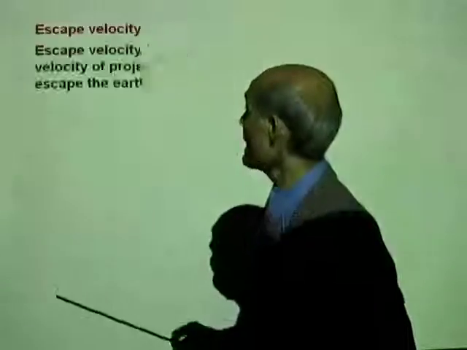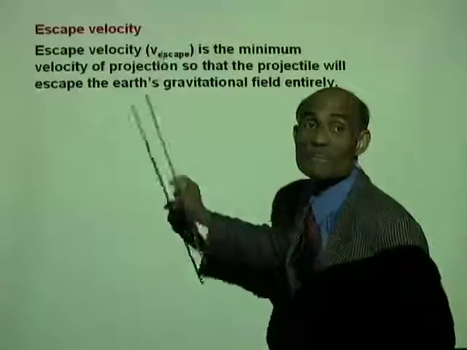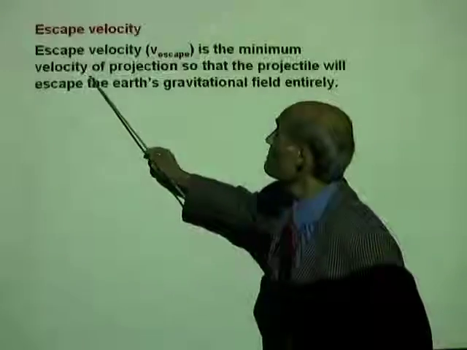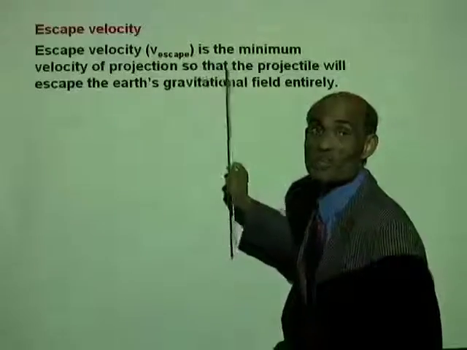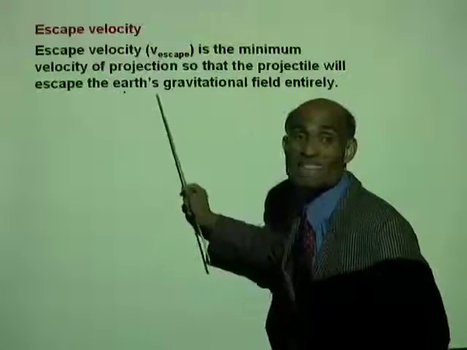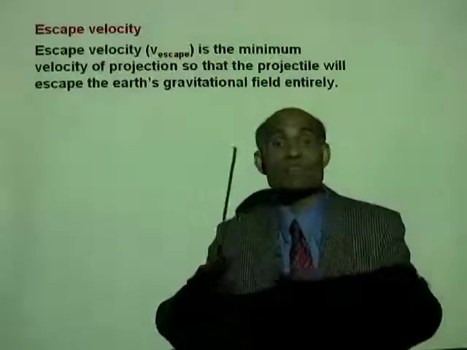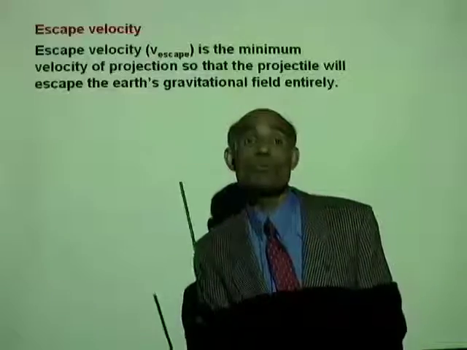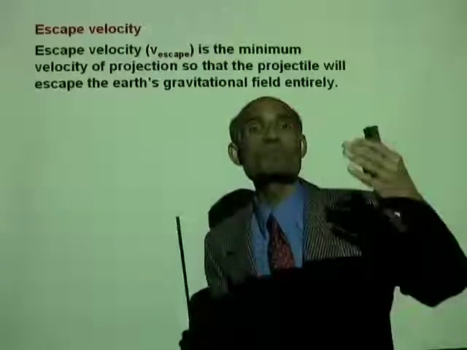Let's now talk about escape velocity. We are now in a position to talk about it. Escape velocity is the velocity that you need to give to an object so that the object escapes the potential well. Alright, let's figure it out. Escape velocity, V escape, is the minimum velocity of projection so that the object will escape the Earth's gravitational field entirely. In other words, its potential energy will become zero.